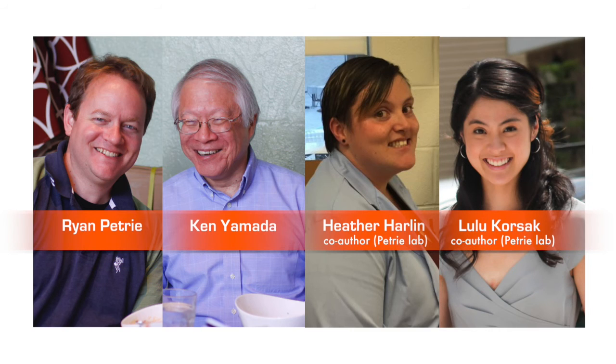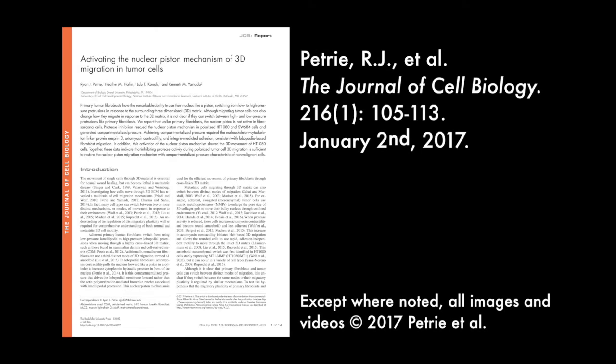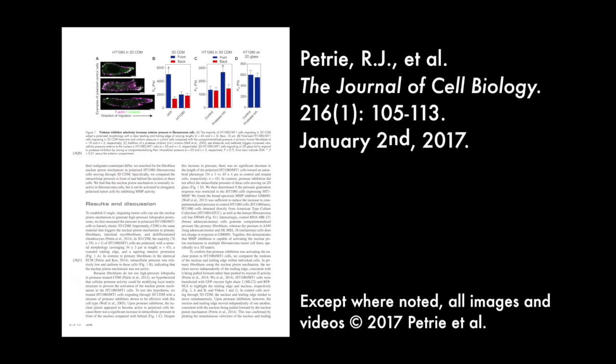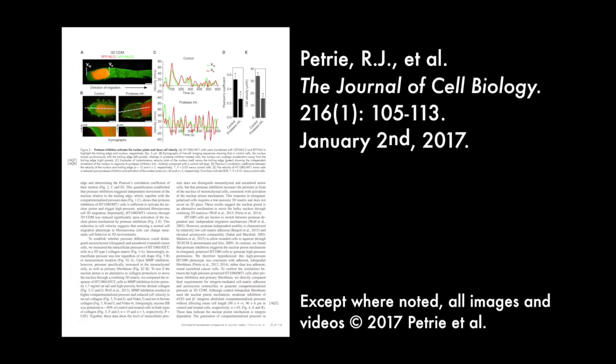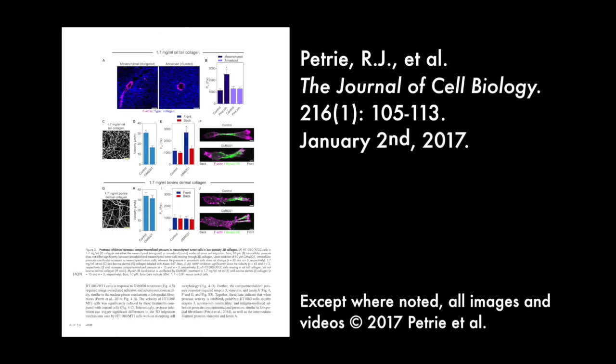Petrie and colleagues now want to investigate how contractile actomyosin filaments are connected to the vimentin cytoskeleton and the nucleus in order to drive the nuclear piston and generate compartmentalized pressure. For now, though, you can learn more about how the nuclear piston mechanism of 3D migration can be activated in tumor cells in the paper by Petrie et al., published in the January 2, 2017 issue of the Journal of Cell Biology.